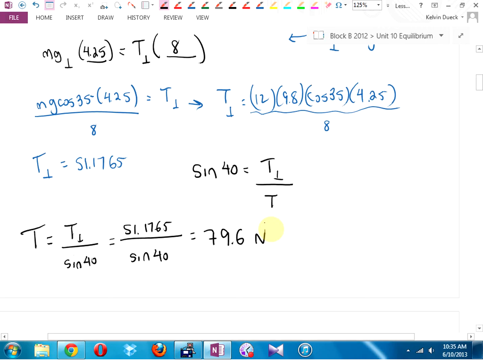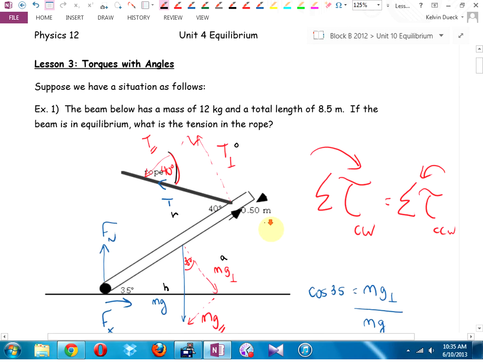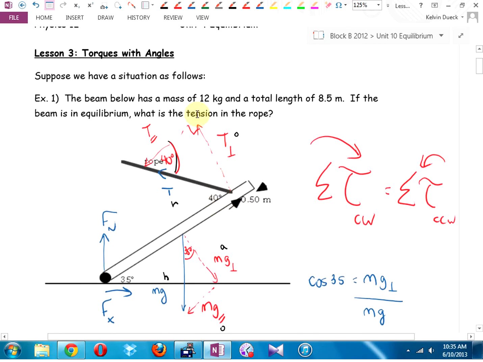Now that I knew that, could I find some of the other forces? Could I find Fx? Could I find Fy? Sure. Except I'd have to start over. I'd have to somehow find horizontal and vertical components of tension. Because I found perpendicular and parallel to the beam, but I haven't done anything with gravity. This would be a tough question. I could do it. Meh, not gonna.